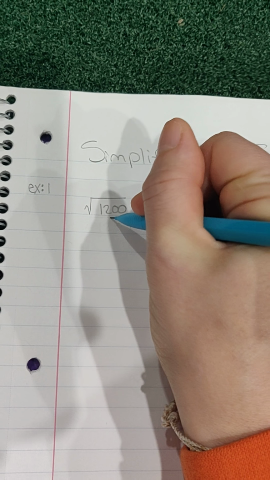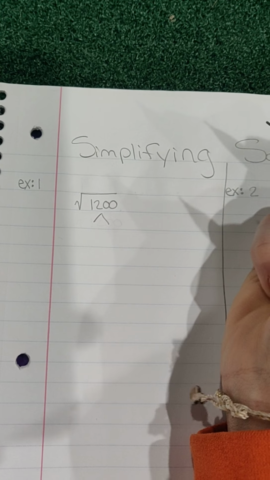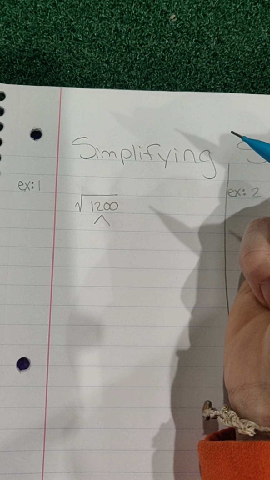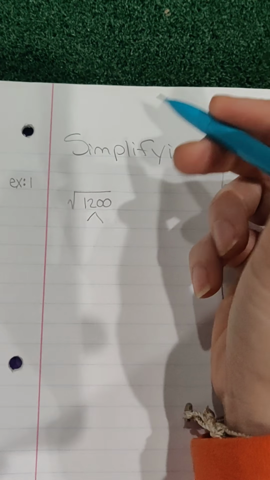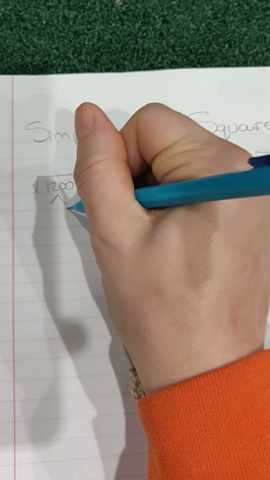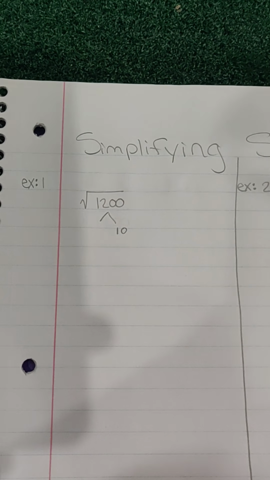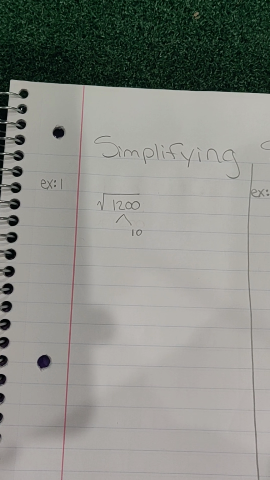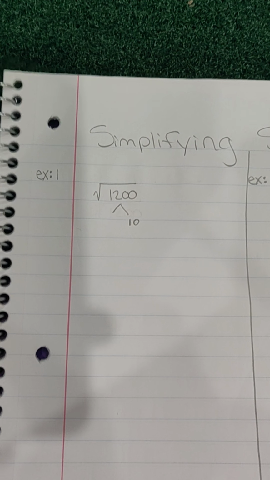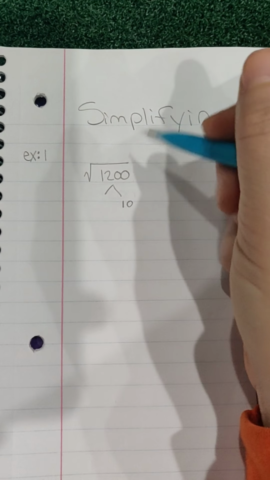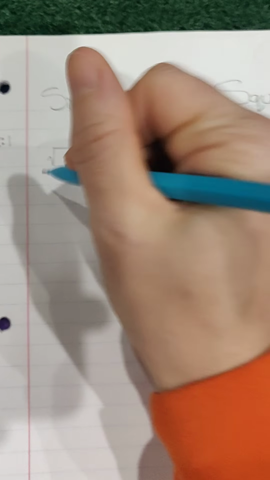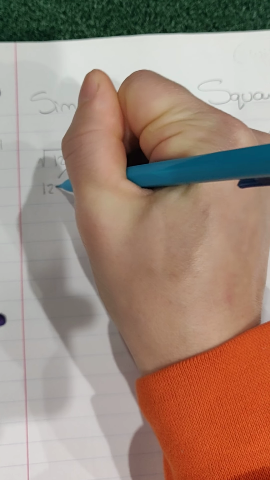So what I'm going to do first is think what times what gives me 1200. Well, I know it ends in a 0, so I know it divides by 10. If you need your calculator, I would totally go and grab it. If not, maybe use your phone for your calculator. You might need to put this video on pause for a second. So I'm just going to tell you, it is 120.